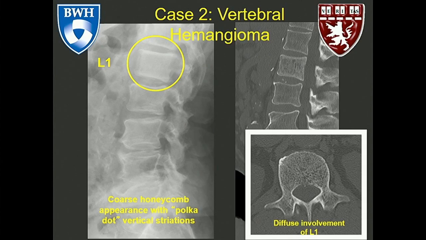You'll notice that on the CT, it gives us much better bony detailed evaluation of the underlying bone. And you see this coarse honeycomb appearance to the vertebral body. And then on the axial images, you can see all these white dots that are peppered throughout the entire vertebral body, all the way into the pedicles and posterior elements. And this is a nice example of diffuse involvement of a vertebral body from a vertebral hemangioma.